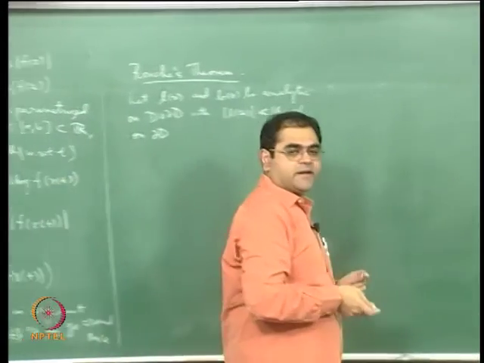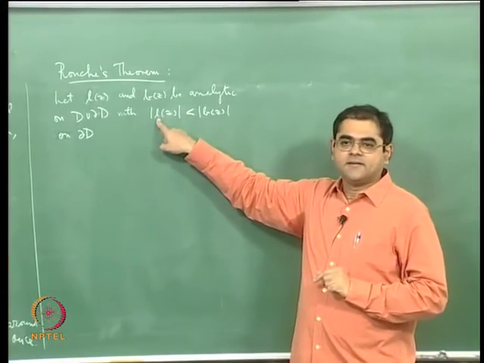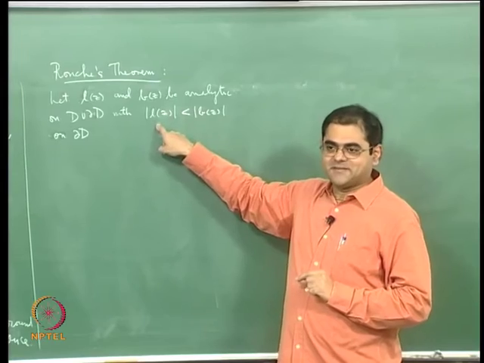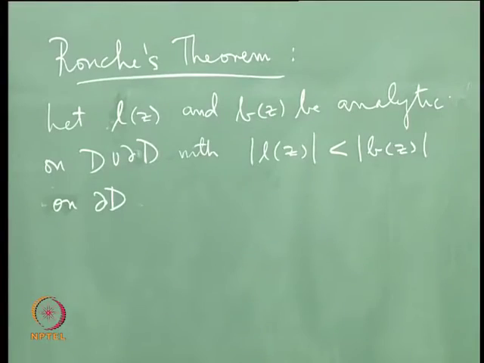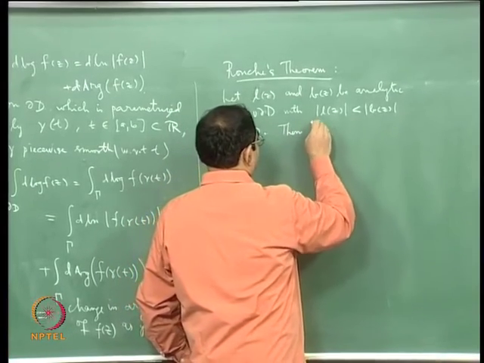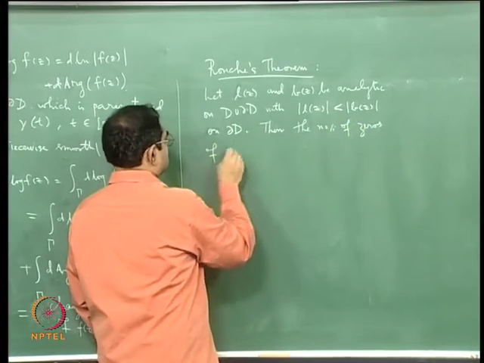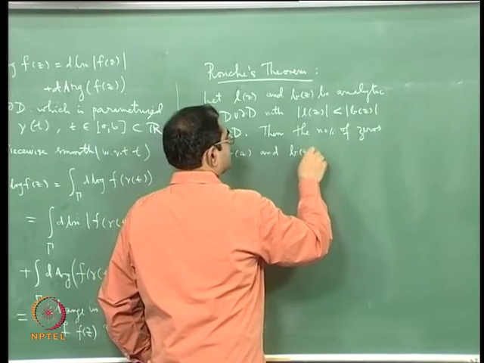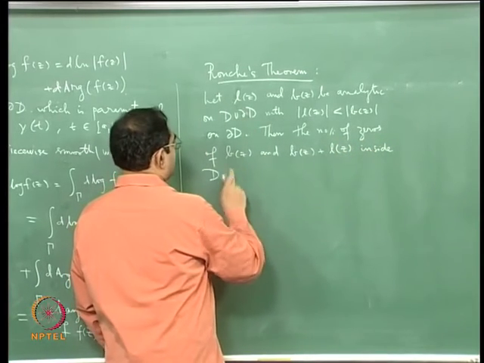You must think of small l as little and small b as big, and I am just saying that the bigger one is really bigger than the little one in modulus on the boundary. Then what Rouche's theorem says is that the number of zeros of b of z and b of z plus l of z inside D are the same.